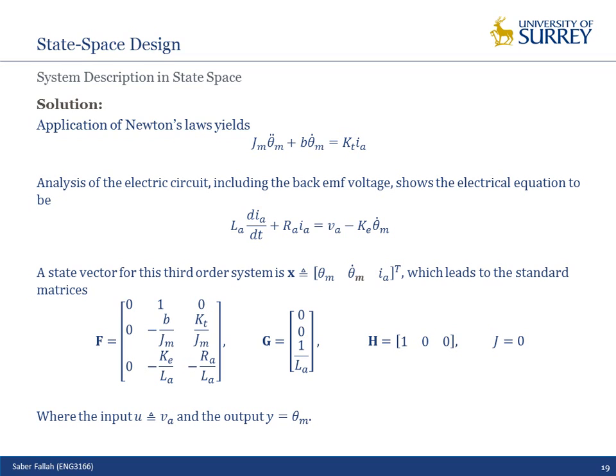Here the output is the position, theta_m. If I have 2 outputs, theta_m and theta dot_m, H will be 1, 1, 0. If I have 3 outputs, theta_m, theta dot_m, and I_A, H will be 1, 1, 1. So if you do the multiplication, x dot equal to Fx plus Gu, you will arrive at these 2 differential equations in first order format.